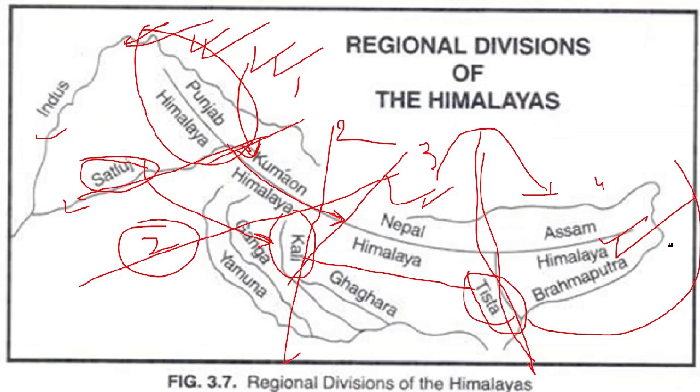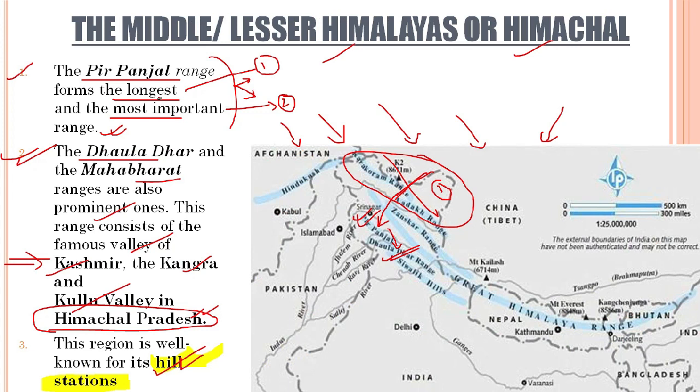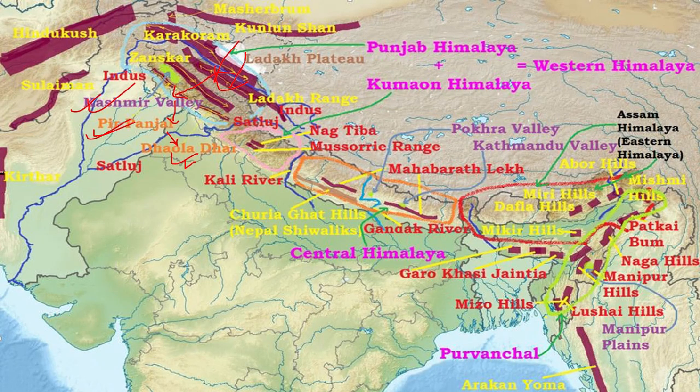Okay. Now one of the important points was that one of the most important ranges are Pir Panjal ranges, the Dauladhar and the Mahabharat. And another important point was that this region comprises the most important hill stations of India. Plus it also has the Kangra Valley, the Kashmir Valley and the Kullu Valley. Here you can easily find out the Pir Panjal range and the Dauladhar range. When you start descending southwards of the greater Himalayas, you will also find the Kashmir Valley.